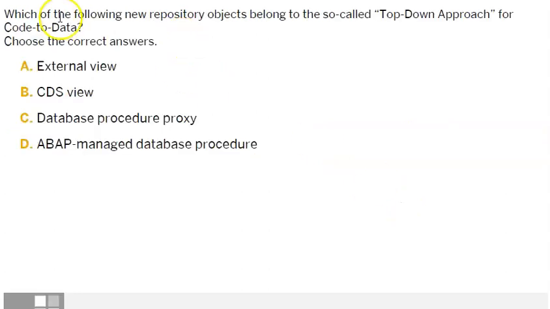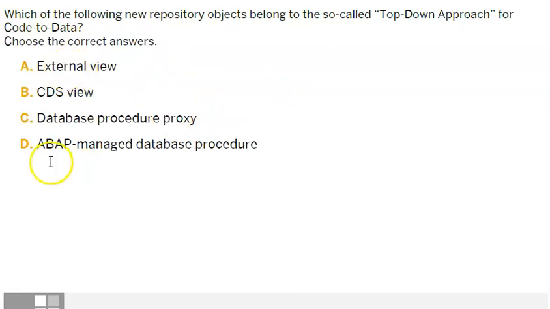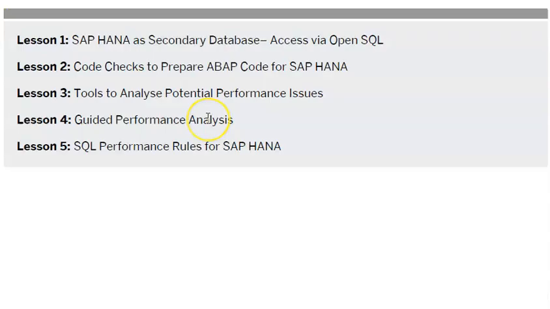Now here we have this: which of the following new repository objects belong to the so-called top-down approach, code to data services? Basically we have external views, CDS views, database procedure proxies, and AMDP procedures. So which one is right? CDS views and AMDP procedures. These two actually go and connect to the database, right? External views and database procedure proxies are no more in use. CDS views and AMDPs are the things that will go and hit the database.